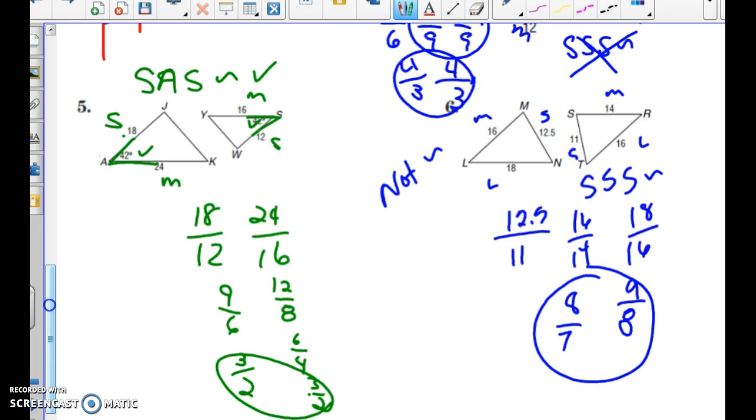See, I didn't even have to look at the yucky one, did I? Do the easy ones first, and then worry about it. If you can't reduce this in your calculator, 12.5 divided by 11, math, enter, right? And it'll reduce it down for you. Okay?